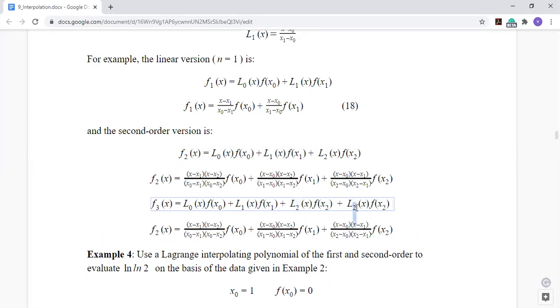And so here is going to be 3. And here is going to be 3. So L of x naught, it's simply going to be... so here there will be a third term. There will be a third term here.